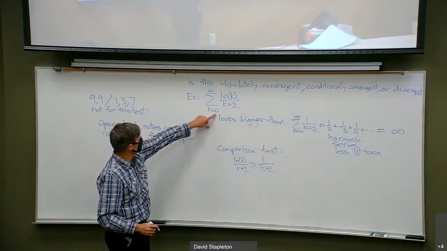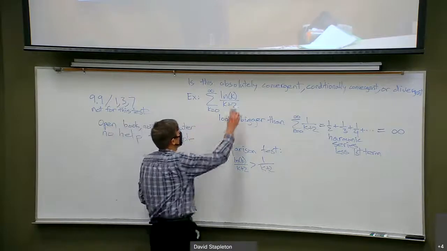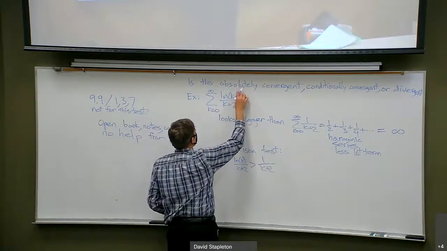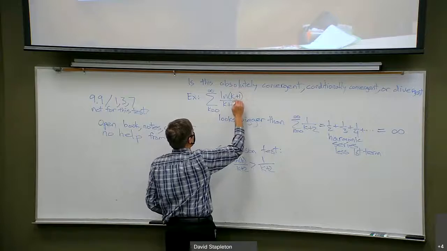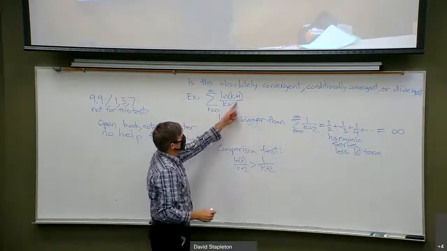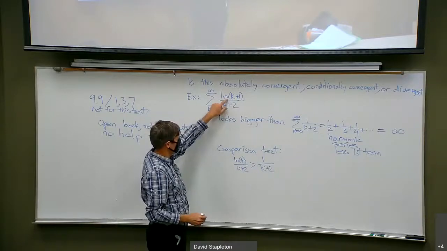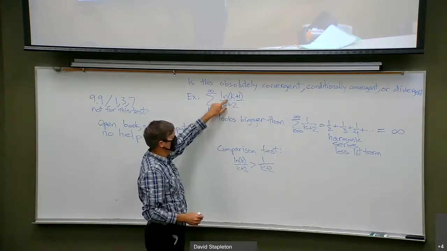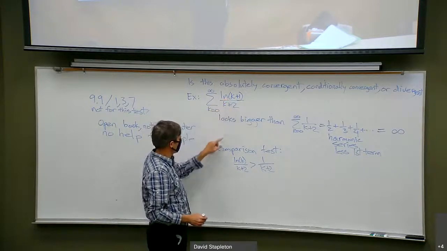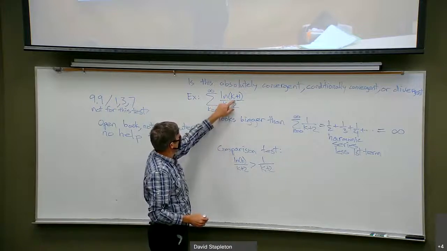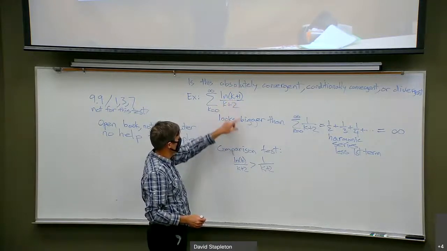Oh, you know what? I think this is ln of k plus 1 maybe, because I can't take ln at 0. Maybe there's a typo on it. Let's put ln of k plus 1. If I put in k equals 0, then this is 0, and that's actually smaller. So the first term is actually smaller, but beginning with 2, I get ln of 2, that's bigger than 1.